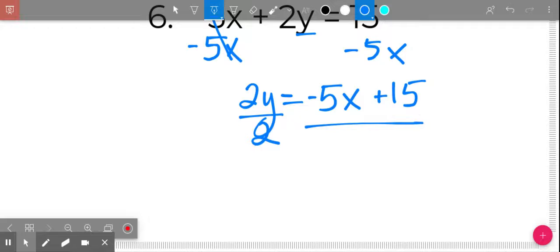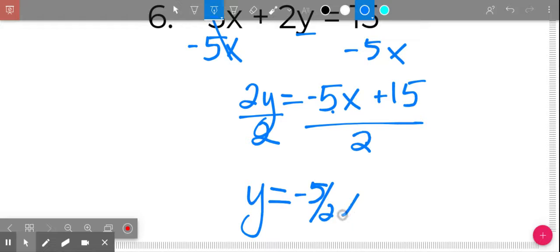Divide out the 2. Now I have y is equal to, -5 divided by 2 gives me a fraction, so we're just going to leave it as -5 over 2 x. 15 divided by 2 also gives me a fraction, so I'm just going to have plus 15 over 2.